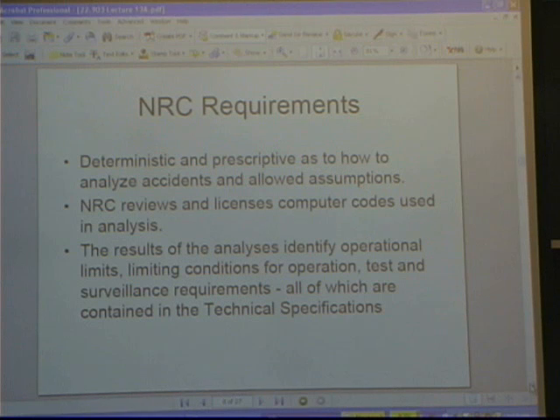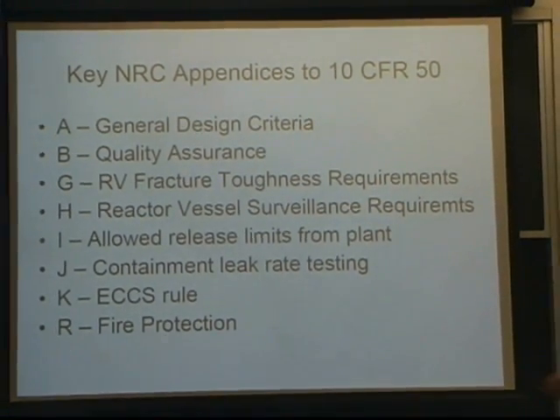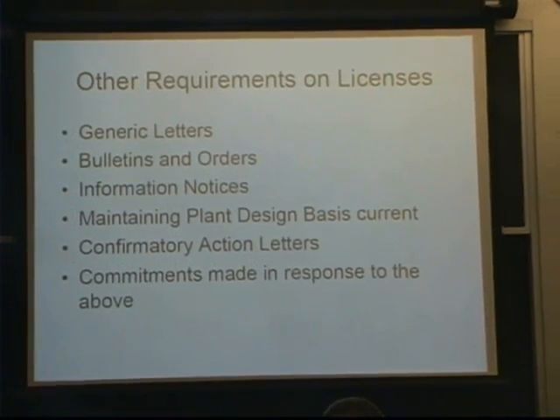We reviewed the notion that these were prescriptive and deterministic. Any computer code that you want to use for the safety analysis, you have to have NRC approval. And again, the results identify operating limits, what we call limiting conditions for operation. In other words, you cannot operate the plant unless all these systems are in operation. Then there are your test and surveillance requirements, which are driven by how reliable you think those plant systems are, and it's all summarized in the tech specs. So you've seen the origin of these things, which is part of this.